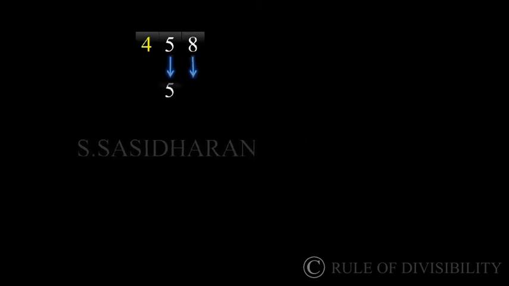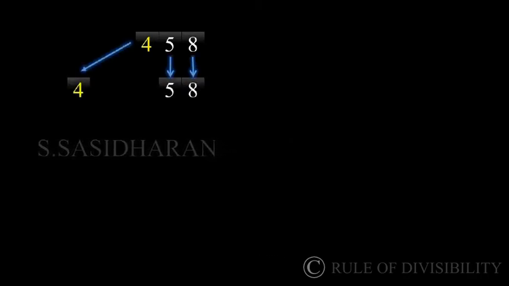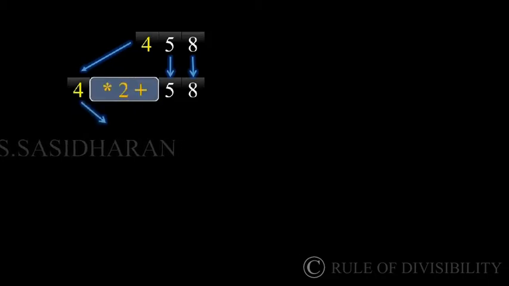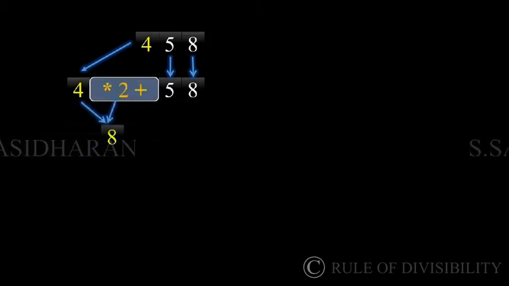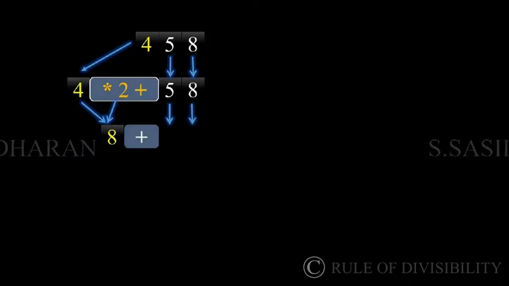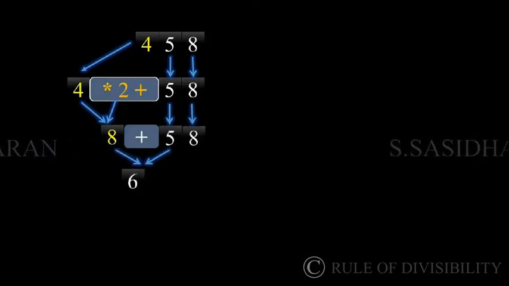Let's see an example to find the remainder. Now we want to check whether the number 458 is divisible by 7. If not, what is the remainder? First, apply the rule. Leave the last 2 digits 58 and multiply 4 with the magical number 2. Then we get the answer 8, and add 8 with 58. The resultant number is 66, which is not divisible by 7. Yes, of course.